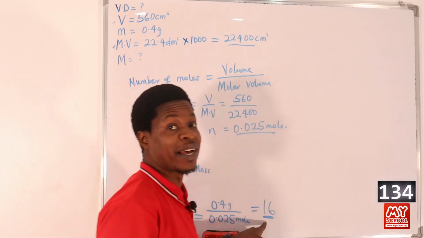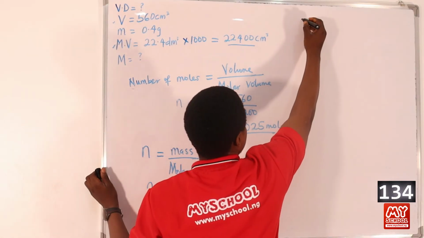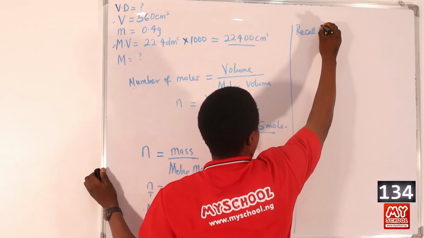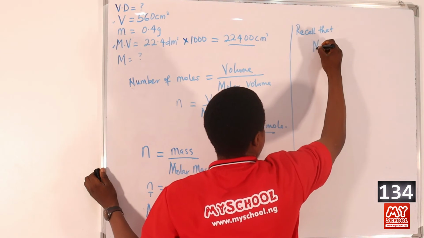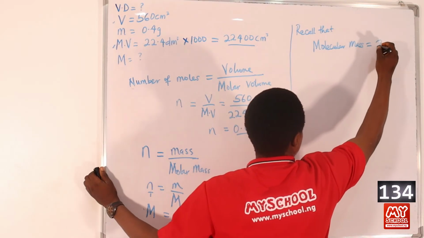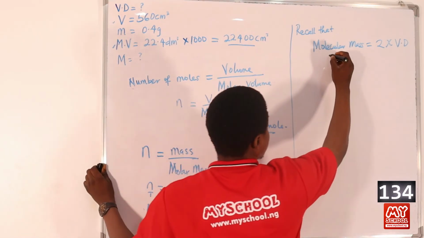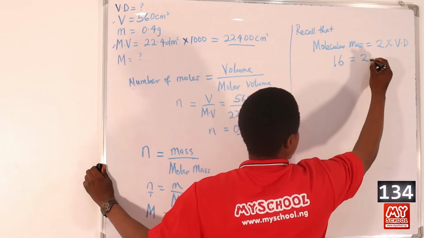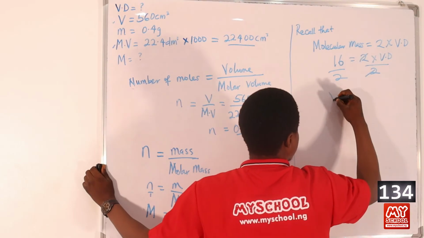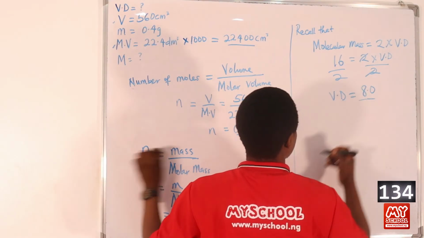Now that we have gotten the molecular mass to be 16, I think we can get our vapor density. Recall that molecular mass, which is our molar mass, is equal to 2 times vapor density. So molecular mass was obtained to be 16. So we say 16 is equal to 2 times vapor density. We divide both sides by 2. Vapor density will be equal to 8.0.